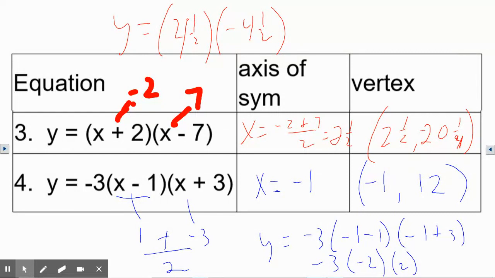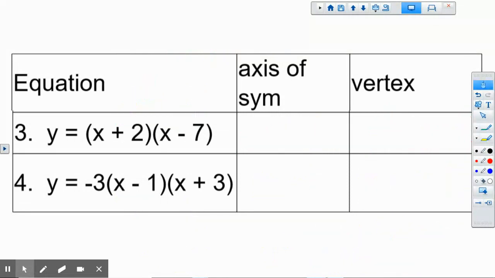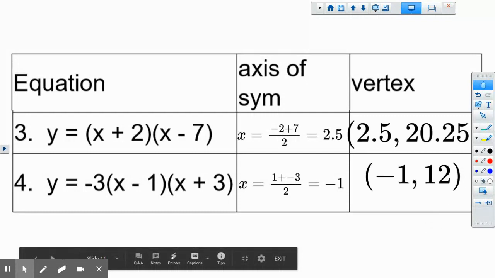So we've got vertex form, we've got intercept form, this one, and we've got standard form. And you've got examples for all of them now. So I'm hoping that you can figure out what's going on.